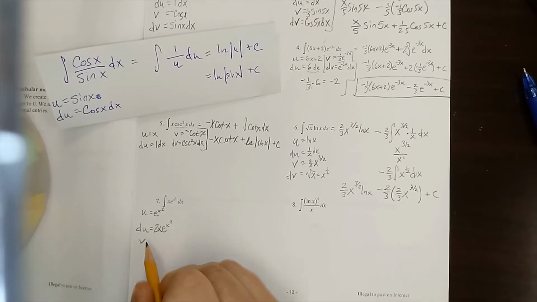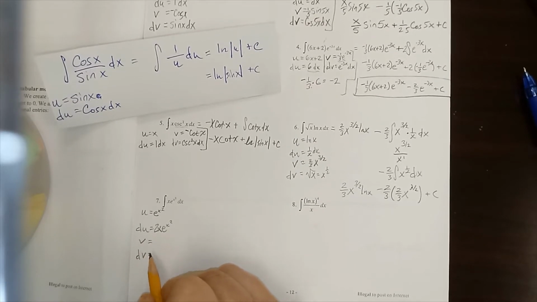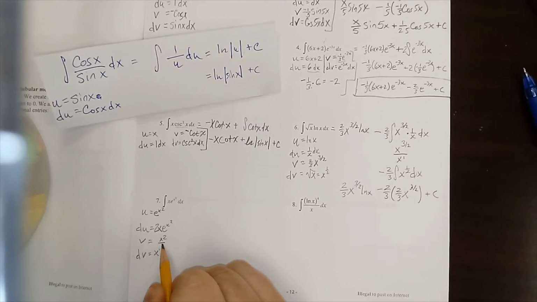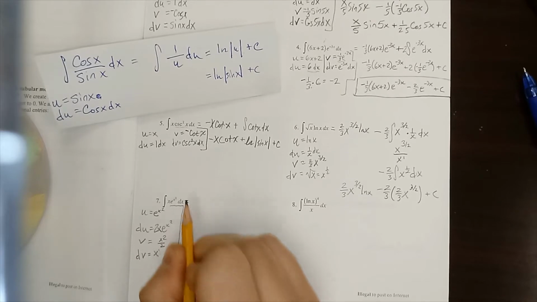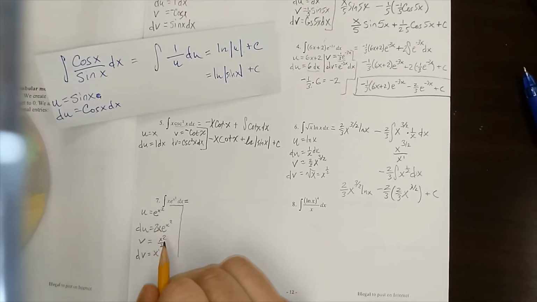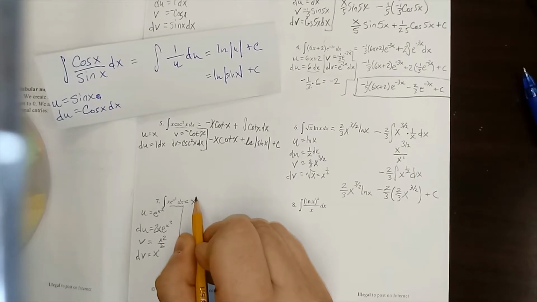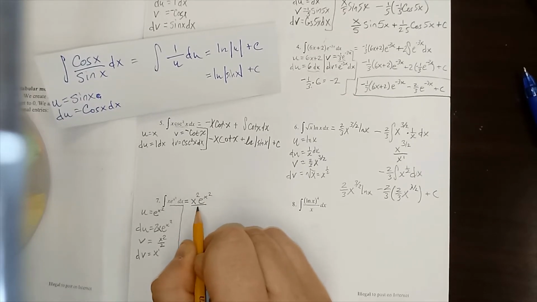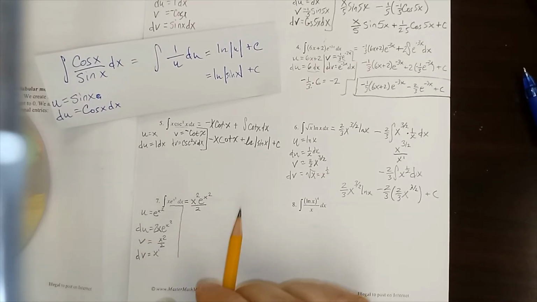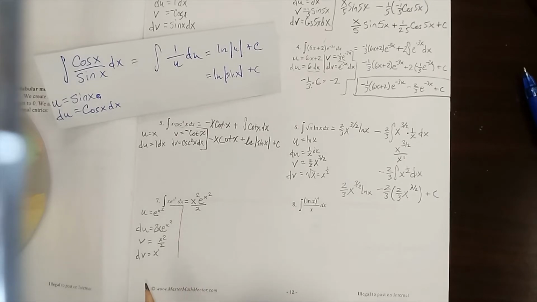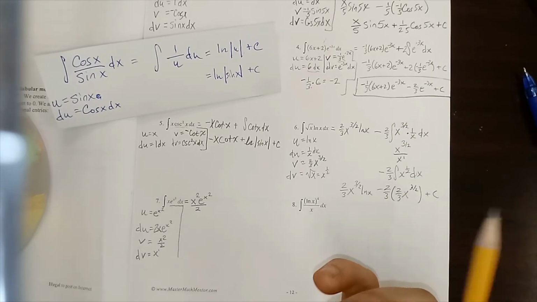And then we need to find v, but we know dv is equal to x, so that's x to the 1, so this will be x squared over 2. Or you can say 1/2 x squared, either way. So now when I plug in the formula, I'm going to get x squared e to the x squared over 2. And you can say 1/2 times that. I am just trying to switch up my formatting to suit different people's writing styles. It's all stylistic. It's not correct or incorrect.